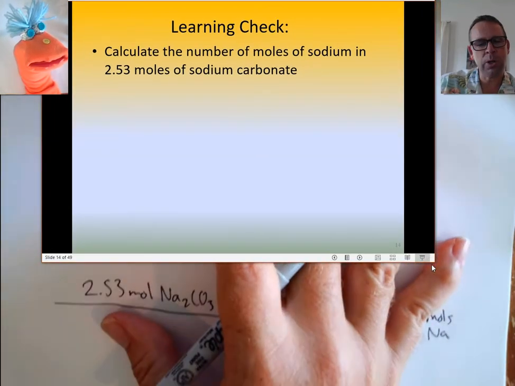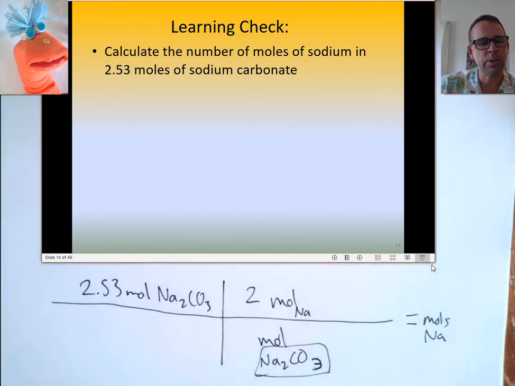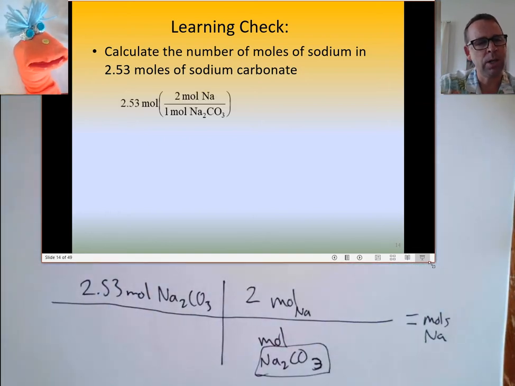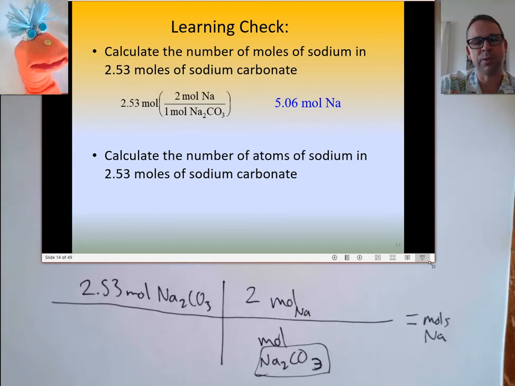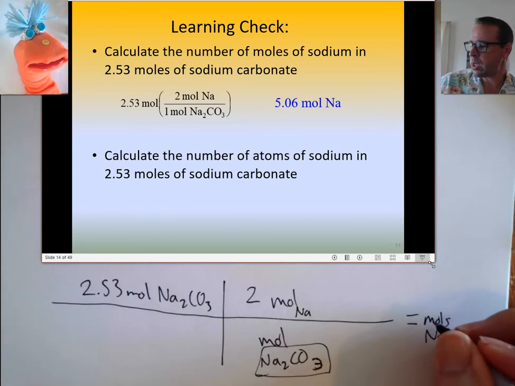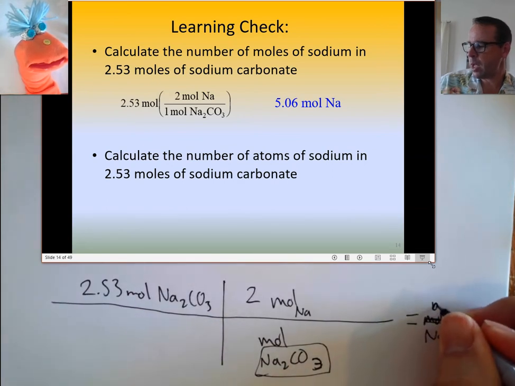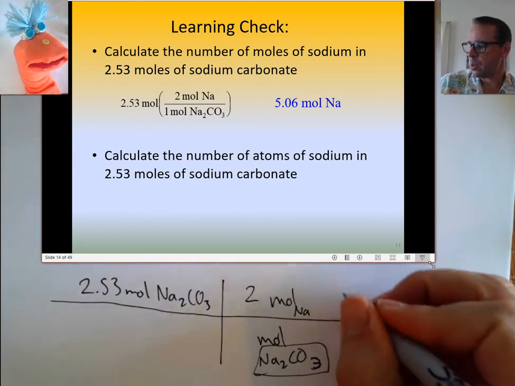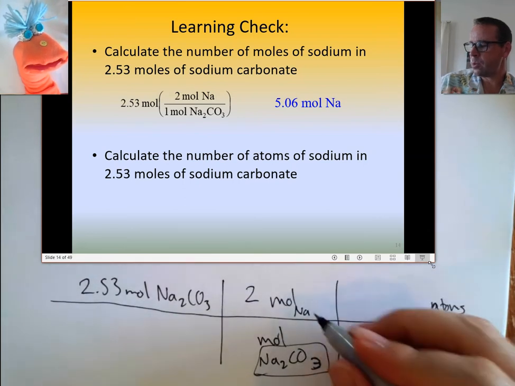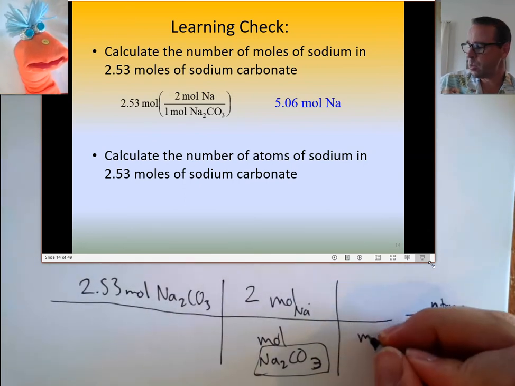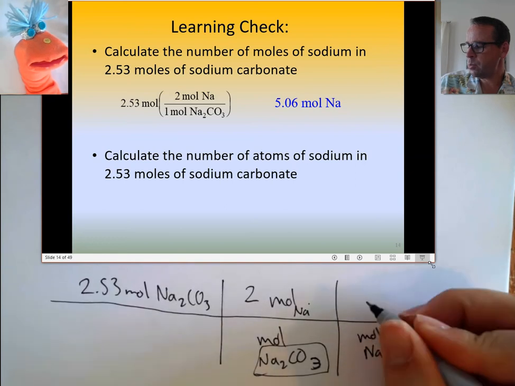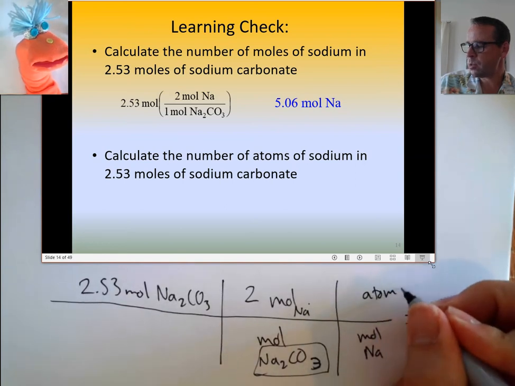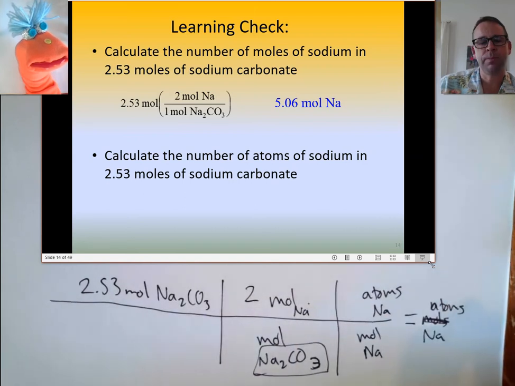Okay, very good. So my answer is just going to be the 2.53 times 2. All right, now if I want to calculate the number of atoms of sodium, I'm going to hijack this one. Instead of going to moles, if I go to atoms, it's just one step further. Now I'm in moles of sodium, and do I know how many moles of sodium or how many atoms of sodium are in a mole of sodium?